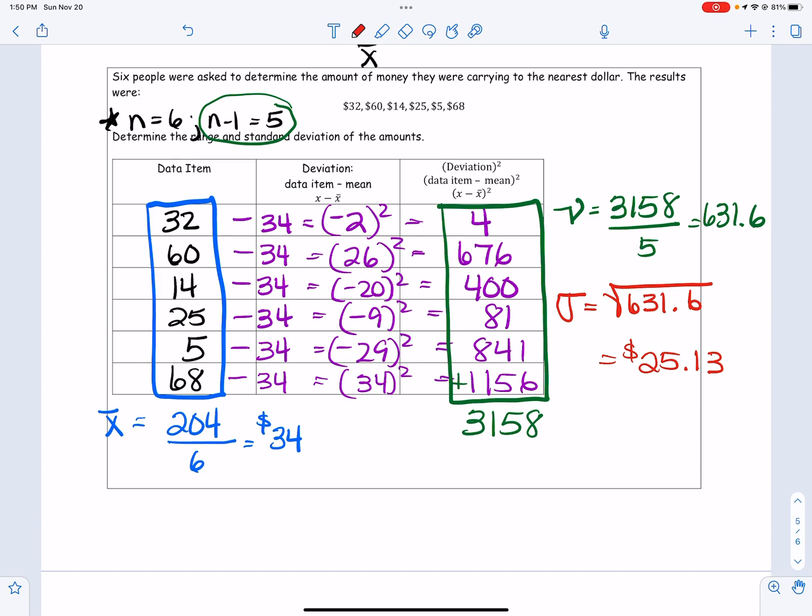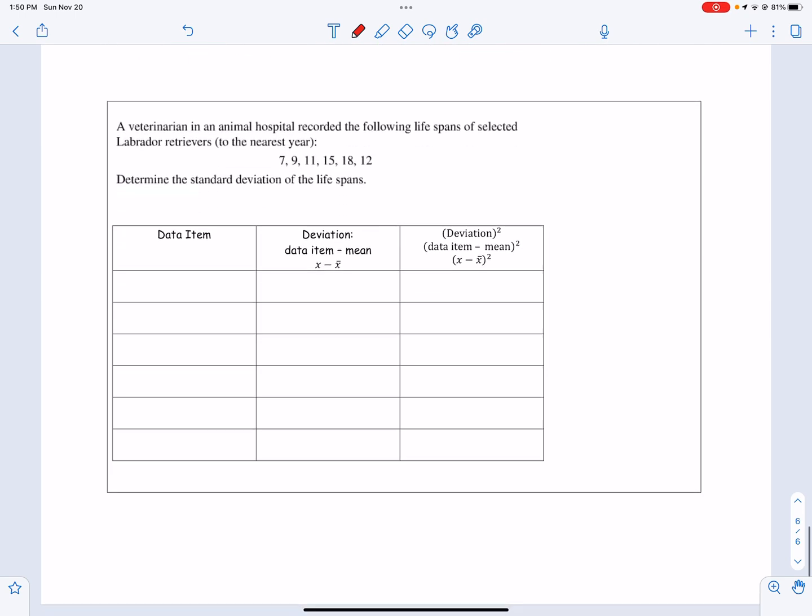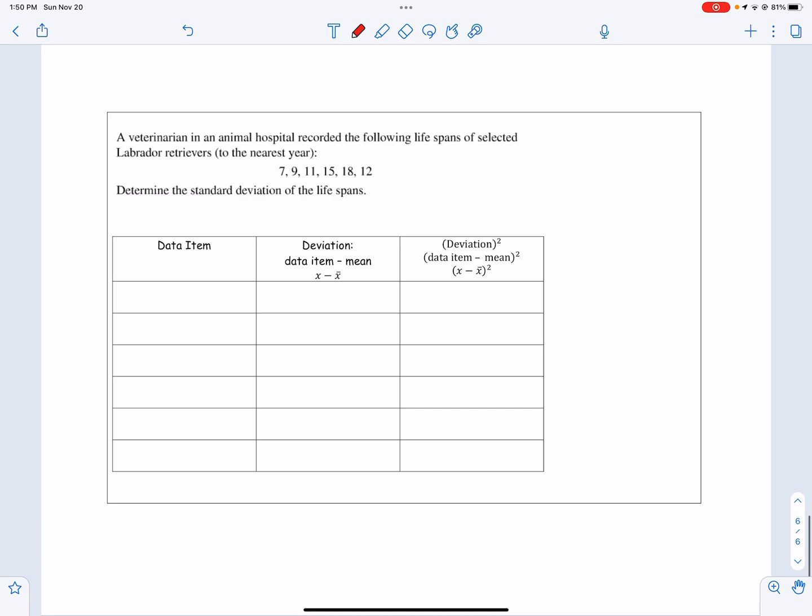Okay, so that says that there's going to be plus or minus 25 from the mean, which was $34, up and down, on both sides, 1 or 2 standard deviations above or below that amount. Okay, all right. Now we will do the last one, and this is the lifespan of Labrador Retrievers.